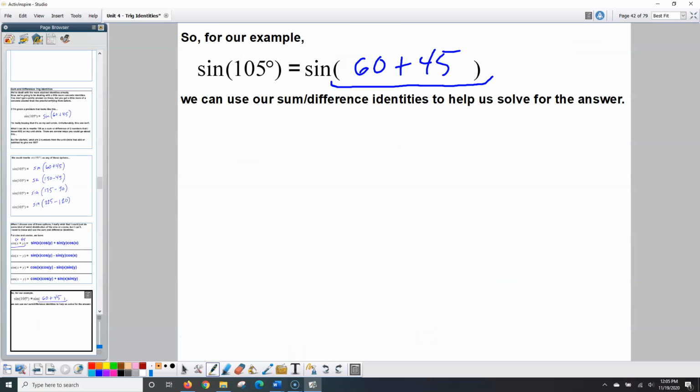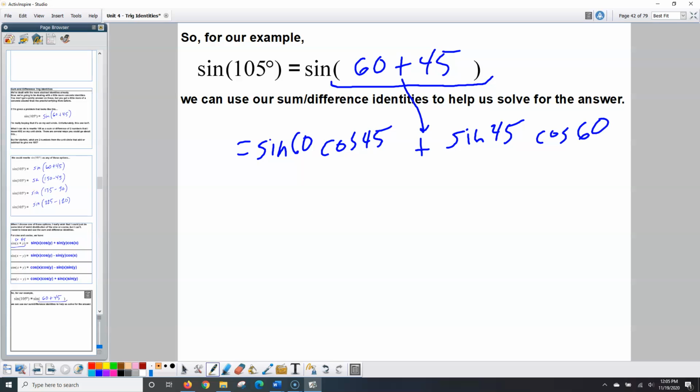So that would be equal to, the first thing that I come up with, I always say the sine function goes sine, cosine, sine, cosine. And sine is always the same sign. Cosine will be opposite signs, but sine is the same sign. Sine of 60, cosine of 45. And this time we're going to do the sine of 45 and the cosine of 60.